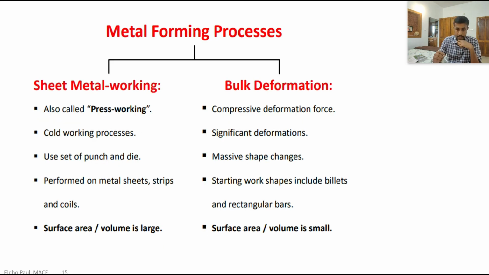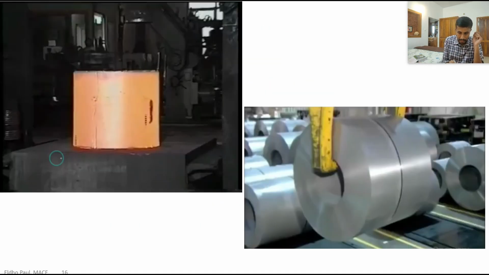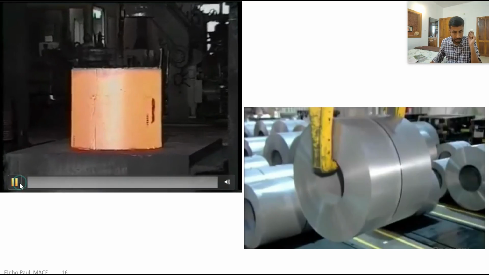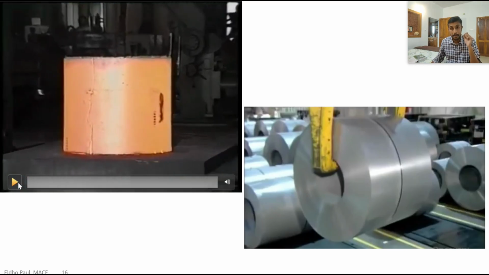So this is the classification, sheet and bulk deformation process, where in bulk deformation we apply compressive force. Significant deformation will be developed, a significant reduction in the thickness. Before we see the difference, we can see a video. This is the bulk deformation process. Okay, this is a forging process.